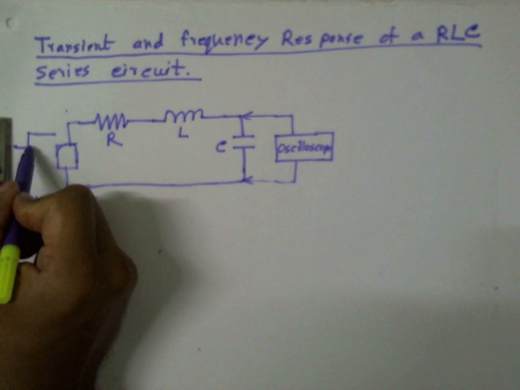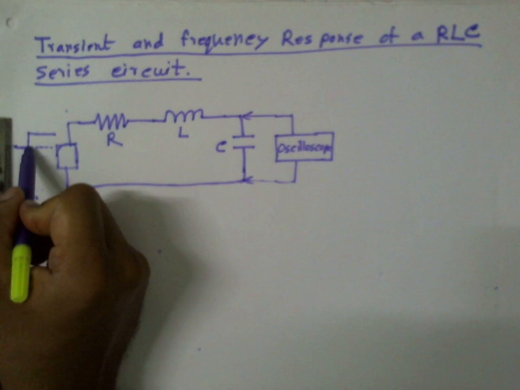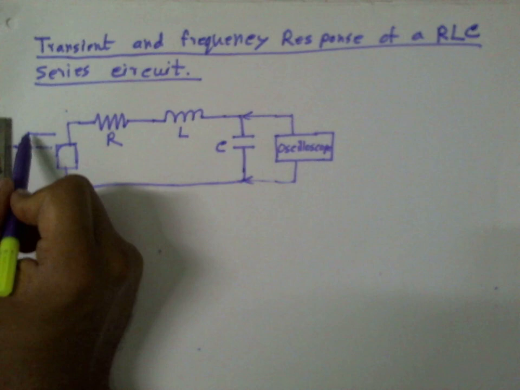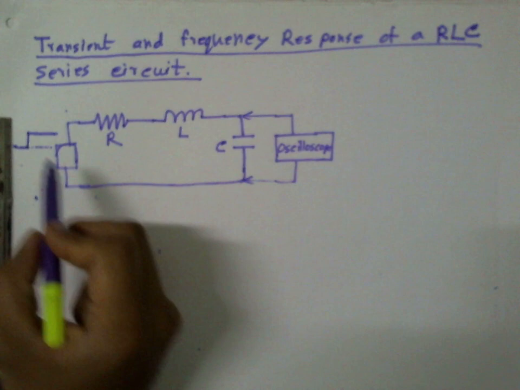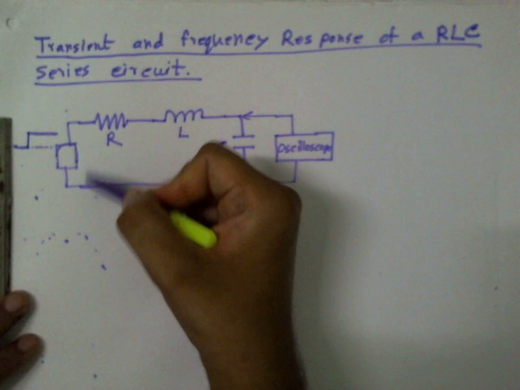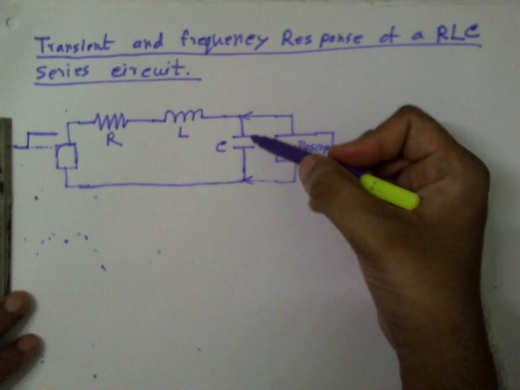So this is the zero voltage line. Initially the voltage is zero, and suddenly at some instant, at some point of time, the voltage rises to a definite positive value, and then it stays constant. So it's like a step function. So we can give this step input, step excitation across these two points, and we want to see how the voltage waveform looks like across this capacitor.